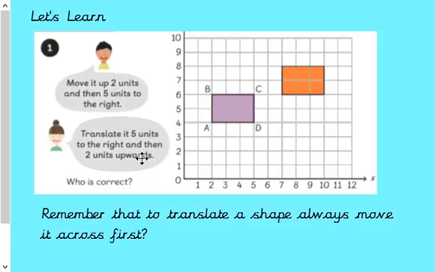So here the one that's correct will be the young lady. Although both are giving you the same sets of information, hers is going to be more correct because you are moving across. You're showing the translation as going across first and then up or down. So she's saying translate 5 units to the right, so 1, 2, 3, 4, 5, and then up 2. So that will be the one that's correct in this case.